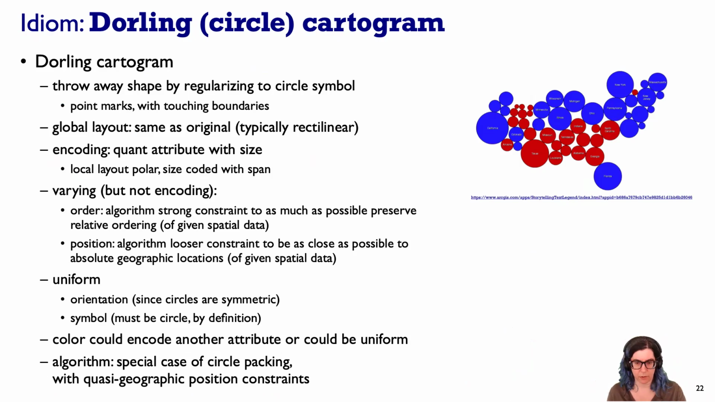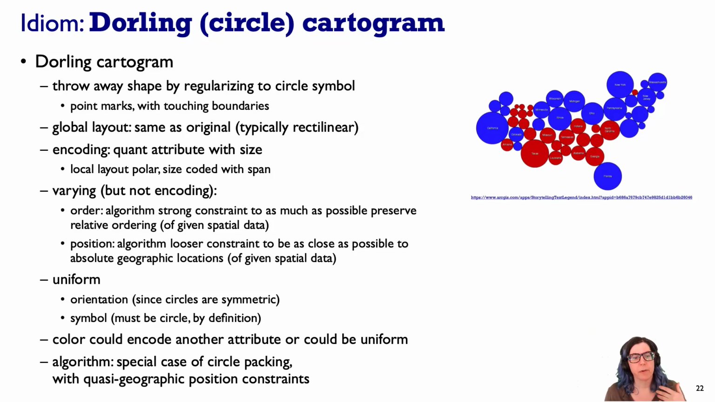So typically, as in all these examples, we're looking at something rectilinear. And now what we've got is a bunch of point marks that are size coded, and since they're circles, we're doing the common thing where our local layout is polar and we're just using the radial span to size code these point marks.